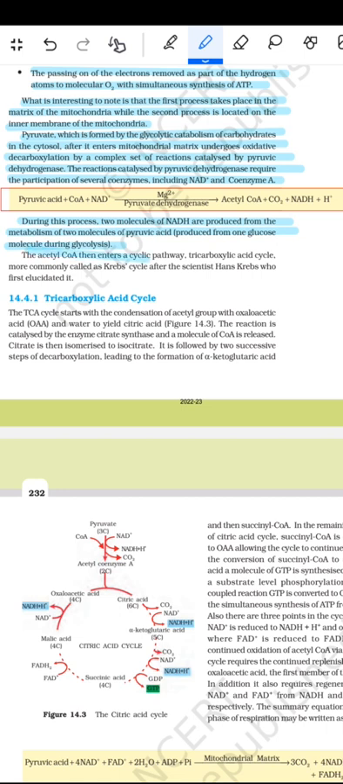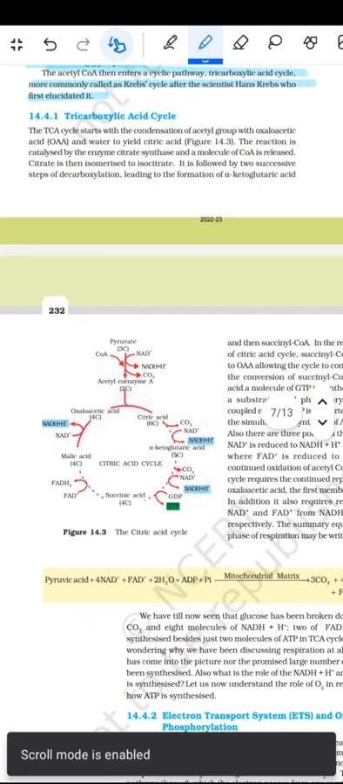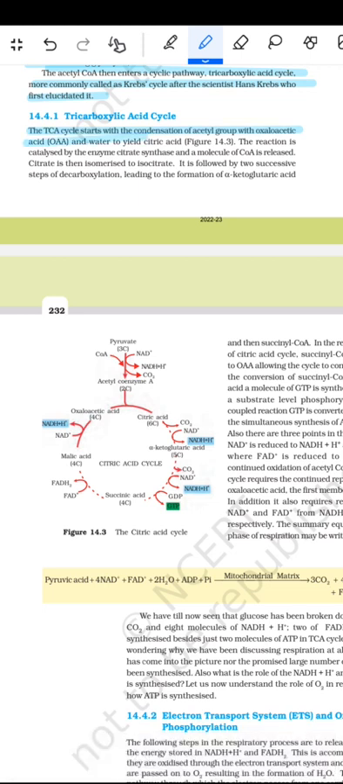The acetyl CoA then enters a cyclic pathway tricarboxylic acid cycle, most commonly known as the Krebs cycle, after the scientist Hans Krebs who first illustrated it. फिर आता है ट्राइकार्बोक्सिलिक एसिड साइकिल, TCA cycle. The TCA cycle starts with the condensation of the acetyl group with the oxaloacetic acid and water to yield the citric acid. The reaction is catalyzed by the enzyme citrate synthase and the molecule of the CoA is released.